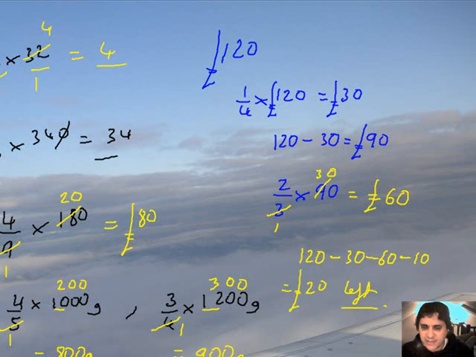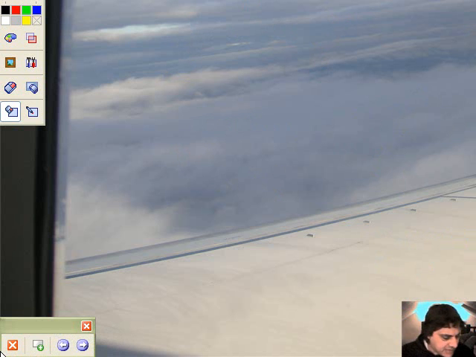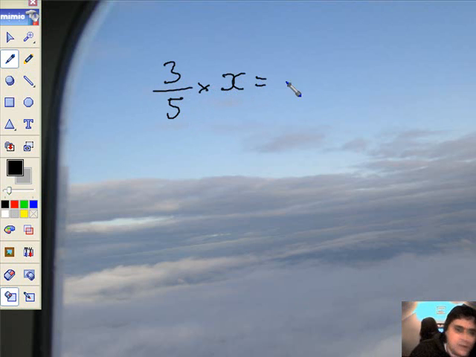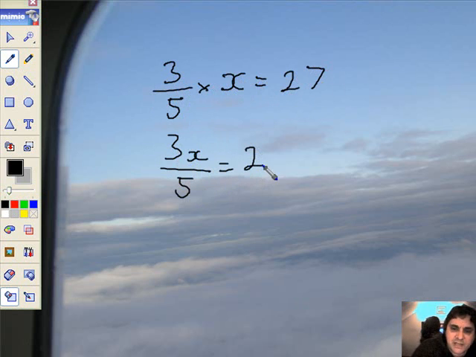Question 7 looks disgusting. Let's give it its own page. It says 3/5 of a number is 27. Let's go black now. So 3/5 of something equals 27. Look, we create a little equation. So we've got 3 times x divided by 5 is 27. Okay, dividing by 5, take over and multiply. 3 times x equals 27 times 5.